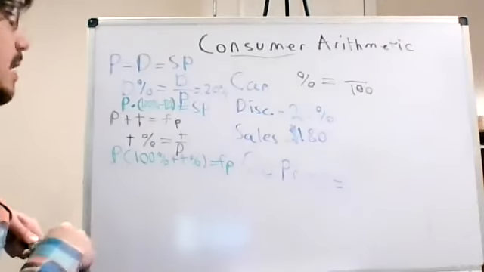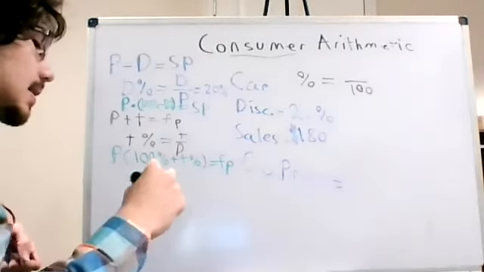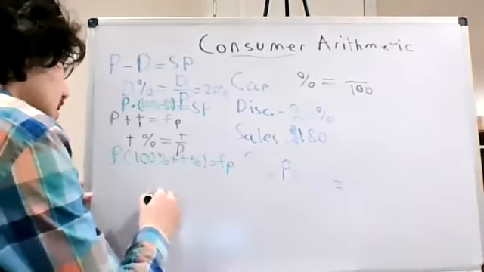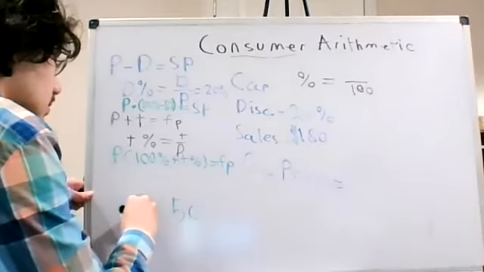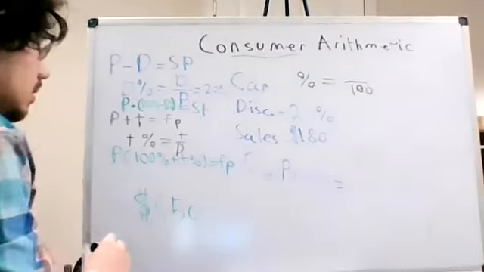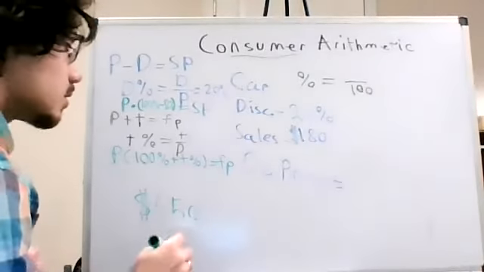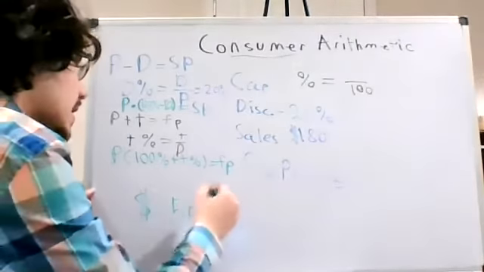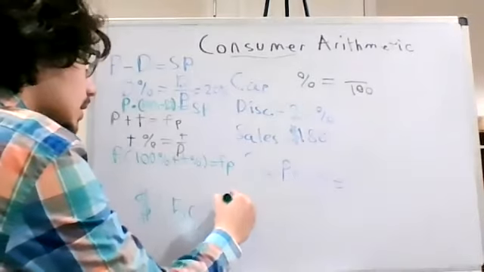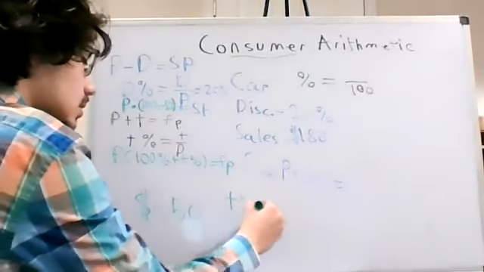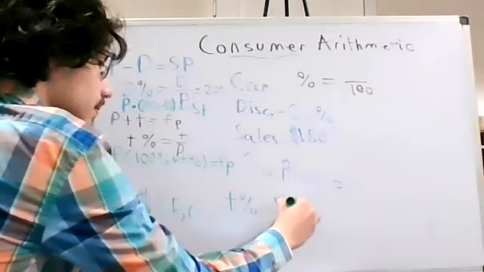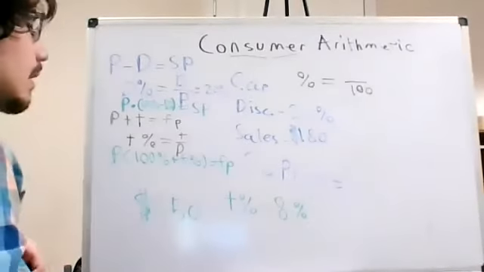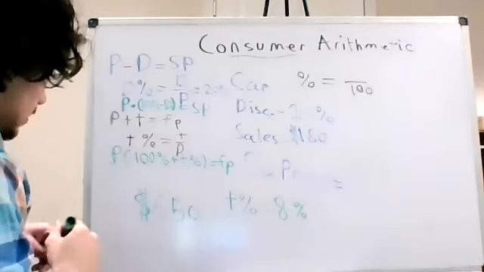We'll do one more example for tax. Let's say we have $650. We buy something worth $650 and we are taxed for 8%. Find the final price.